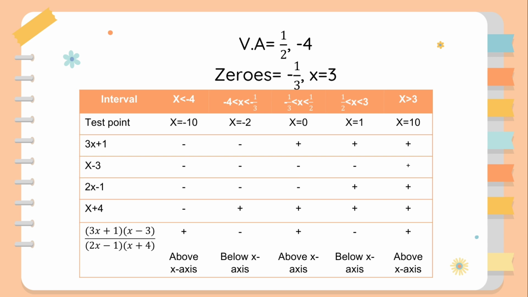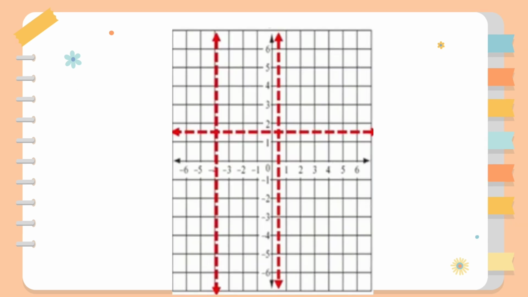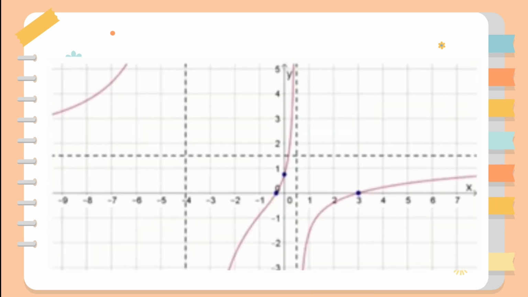So, when you graph, it will look something like this. Again, we graph first our asymptotes. And then we could go ahead and plot the final graph. And it will look something like this.